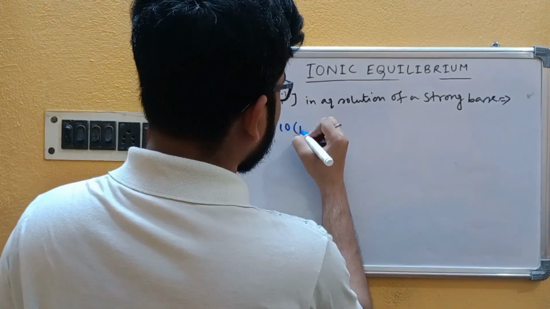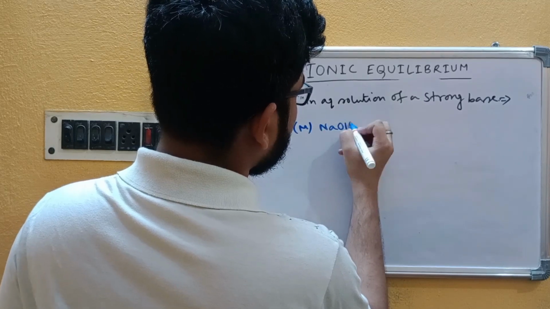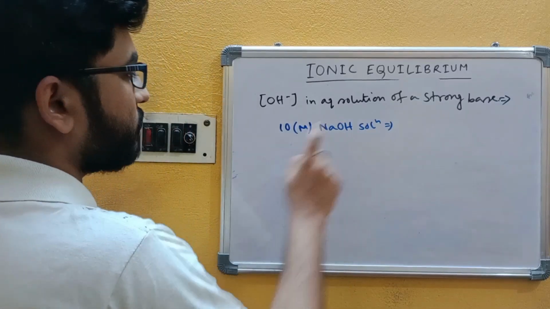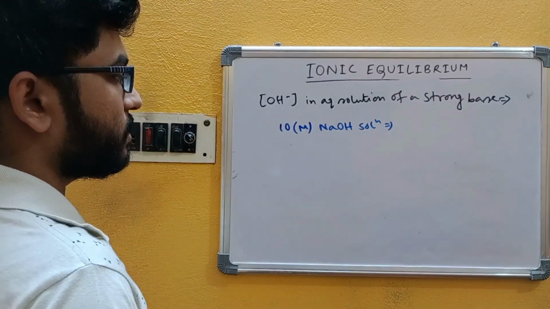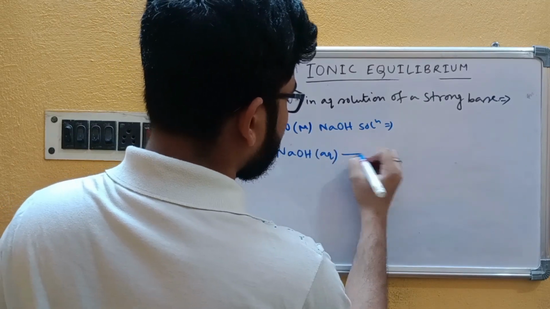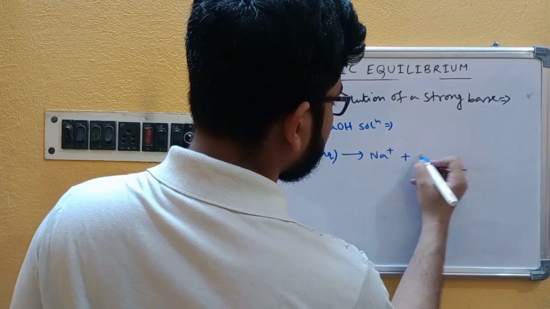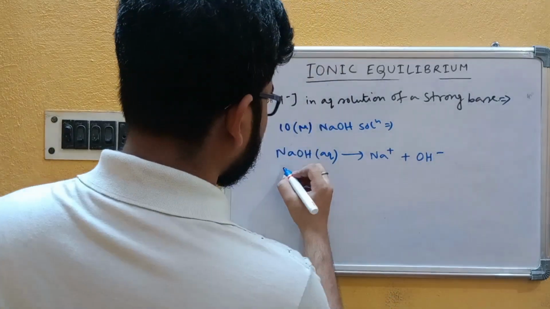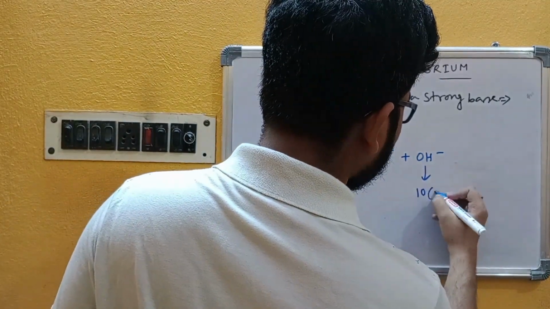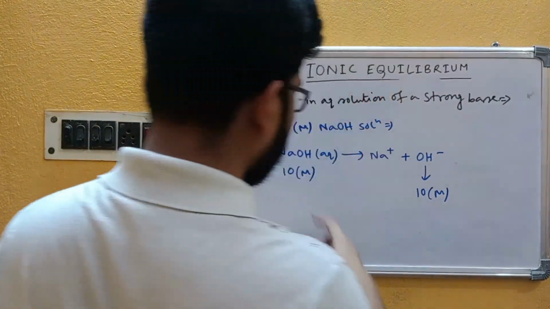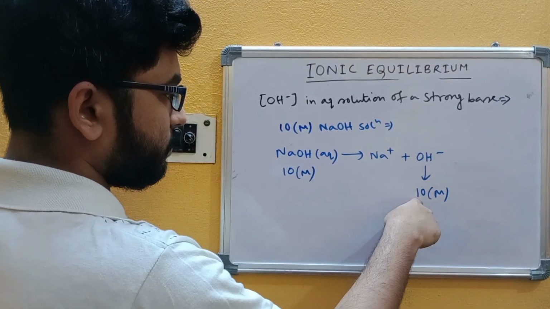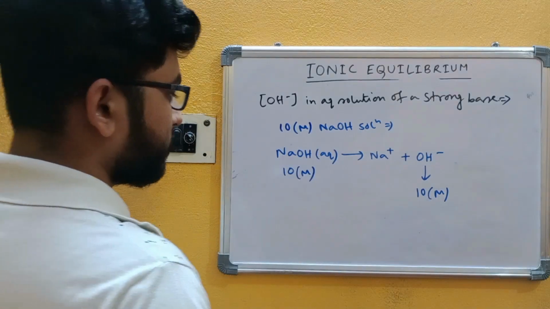Suppose we are supplied 10 molar NaOH solution and you have to find the concentration of OH minus in this 10 molar NaOH solution. Then we all know that NaOH in aqueous solution completely dissociates to Na plus and OH minus. So if the concentration of NaOH is 10 molar, then the OH minus also will be 10 molar because it dissociates completely, and the equivalent of OH minus is 1, so here it will be 10 molar.